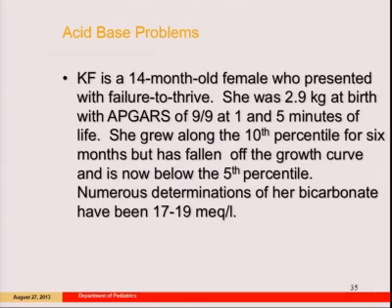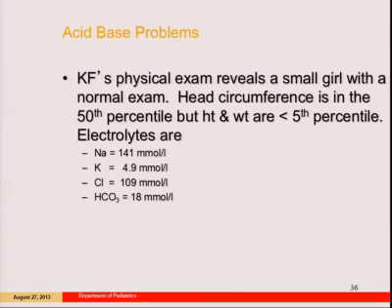KF is a 14-month-old female who presented with failure to thrive. She's 2.9 kilos at birth with APGARs of 9 and 9 at 1 and 5 minutes. She grew along the 10th percentile for about 6 months, but then fell off the growth curve and is now below the 5th percentile. Numerous determinations of her bicarbonate have been between 17 and 19. And they say, okay, does she have RTA?